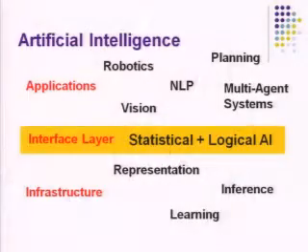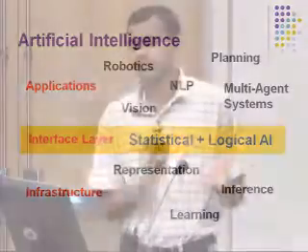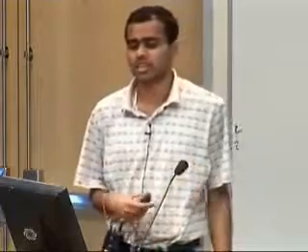So what if we combine these two approaches, the statistical and logical AI? Statistical being the graphical models kind of approach, and logical being something like first-order logic. If we could combine those, maybe we could have something which could be a potential interface layer for AI, really speeding up the progress.